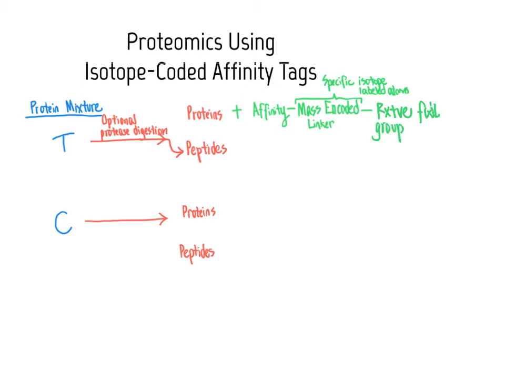And the purpose of that reactive functional group is going to be to enable covalent linkage with the protein or the peptide. So it's going to react with specific functional groups in the protein or peptide in order to covalently link this whole set of the affinity portion, the mass-coded linker, and that functional group to our protein or our peptide.